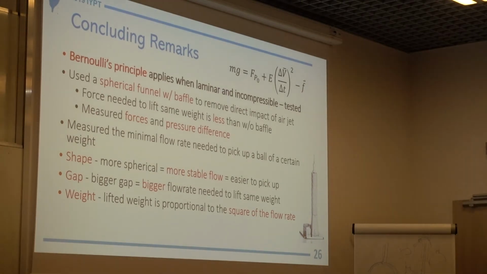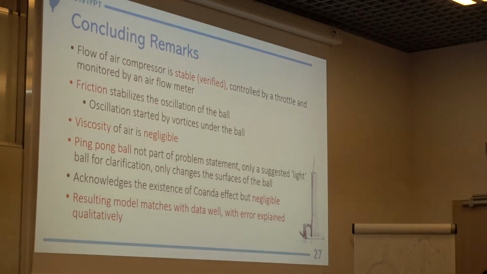And we have measured the minimum flow rate needed to pick up the ball at certain weights, and also we have changed to a different shape, different gap, and different weight. And this will also affect the flow stability: when it's closer to the ball, it will be easier to pick up, and a bigger flow is needed to pick up the same weight. And when the weight is bigger, it will be proportional to the square of the flow rate. Next slide, please.